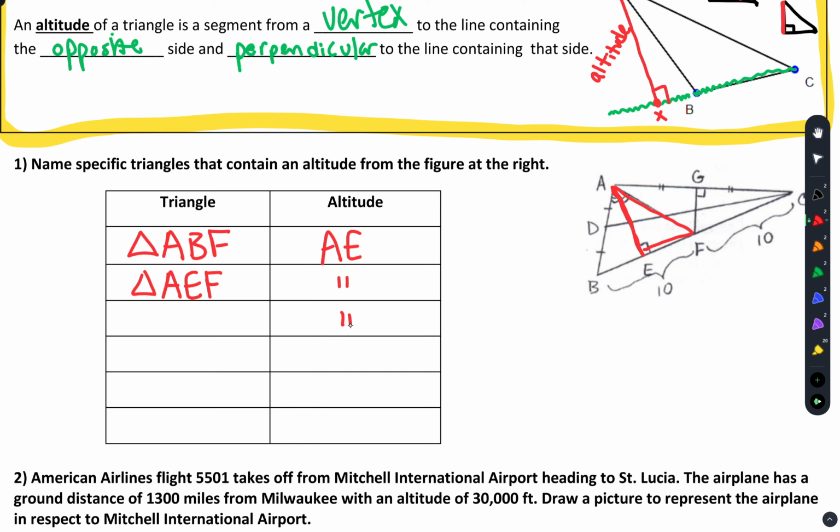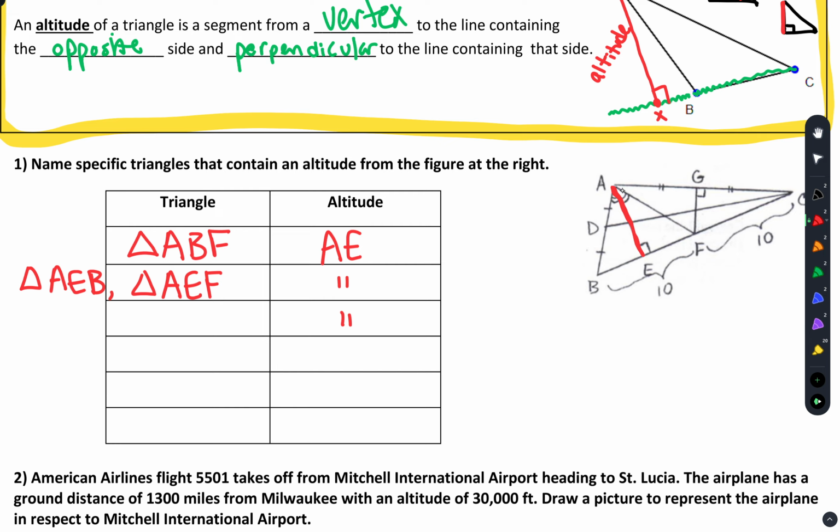Can I get one more for segment AE? Maybe one that's showing where it's on the outside of that triangle? Any ideas? Caitlin? AEB would be another one. I'm going to put it next to this one because it's also like a right triangle, right? AEB. Okay, those are both sides of that triangle.